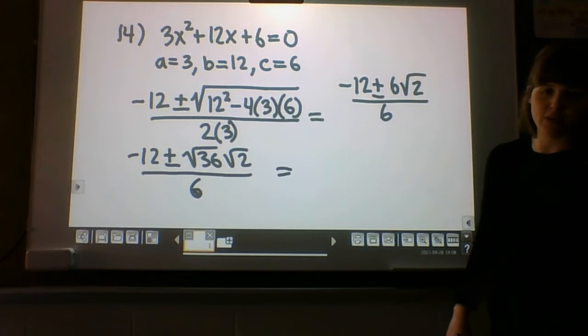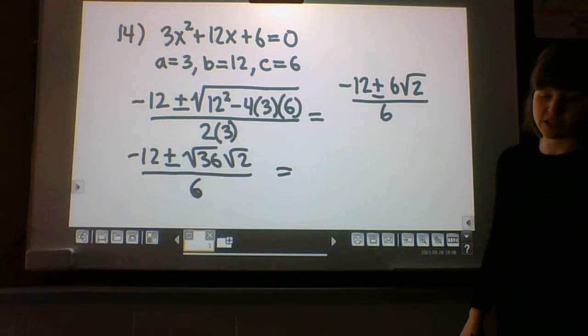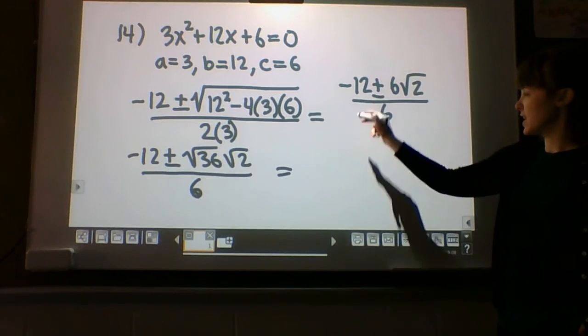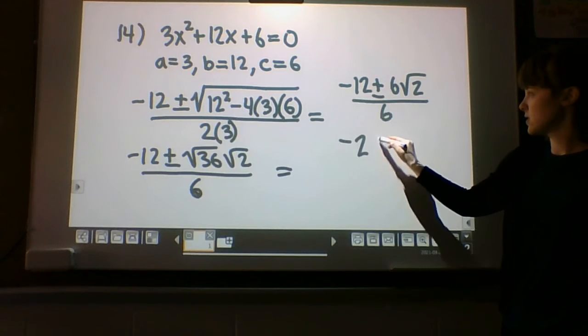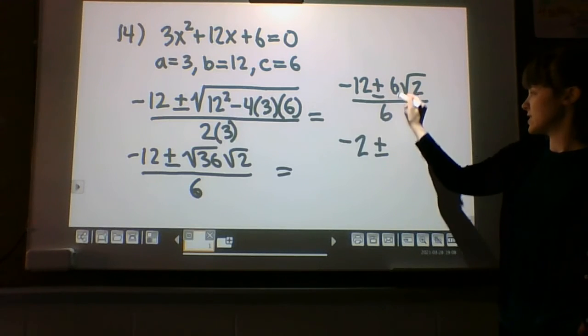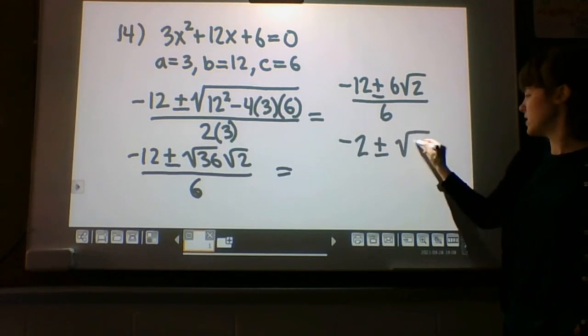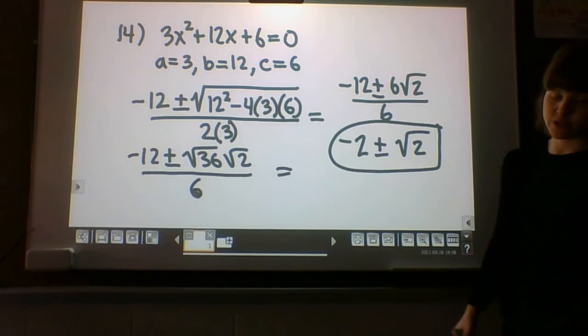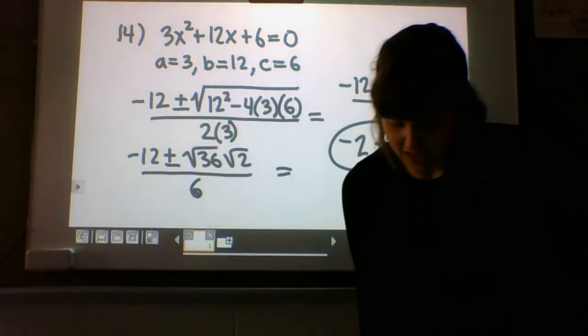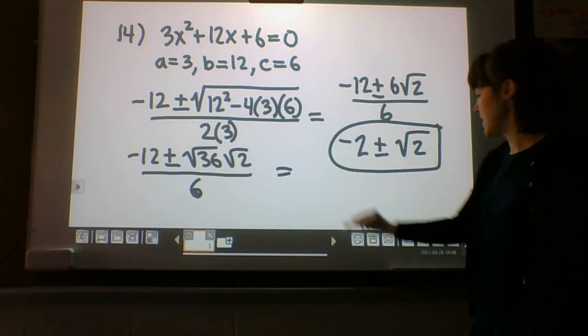And you're thinking, well, Miss Webb, that still doesn't match any of the choices. But you can now divide negative 12 by 6, which is negative 2. You can divide this 6 by 6, which is 1. So this is the simplified version, and that is one of the answer choices, which is A. So the answer to this one is A.